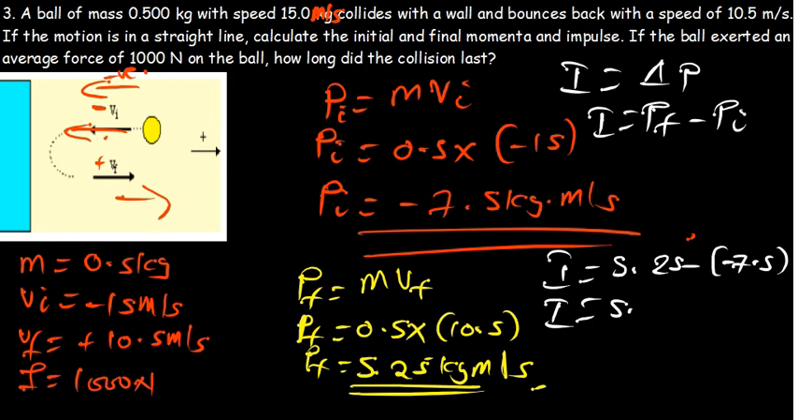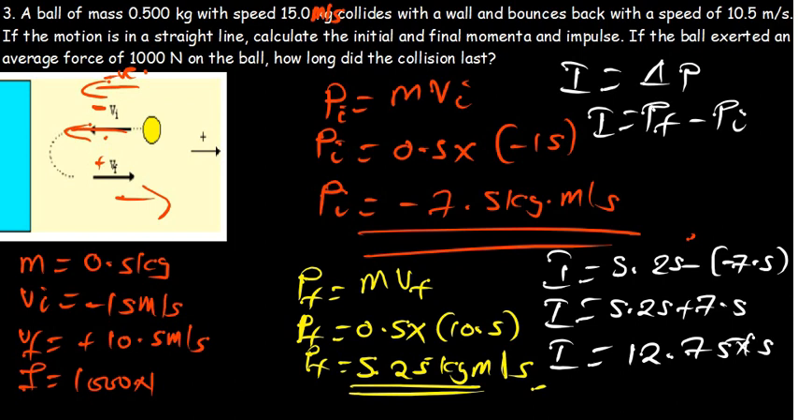So my impulse, sorry, is going to be 5.25. Negative and negative is going to give me positive. So my impulse will be 5.25 plus 7.5, which is going to give me 12.75. Now the SI unit is newton seconds. So that is my impulse.